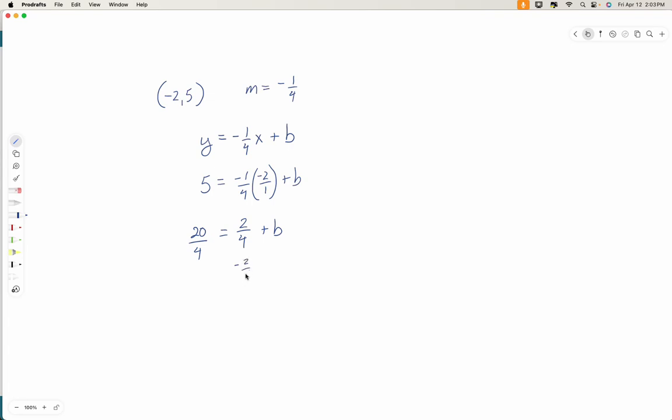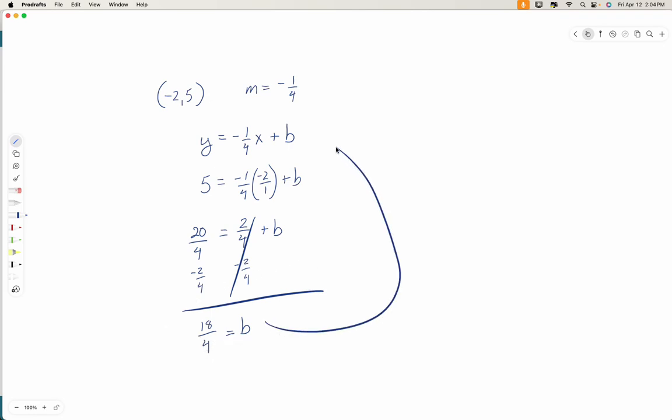So if I subtract 2/4 from both sides, this cancels, and this becomes 18/4 is equal to b. Well, I can reduce this. I can divide 18 by 2 and get 9, so 9/2. Oh, I'm sorry. You know what? I'm not going to reduce that fraction because this is my intercept point. It is what it is. I can't change it. So I have to take this and put it in exactly the way that it is.